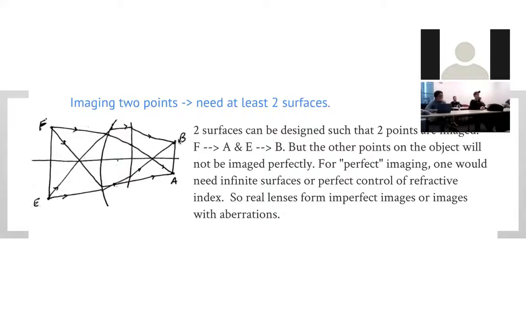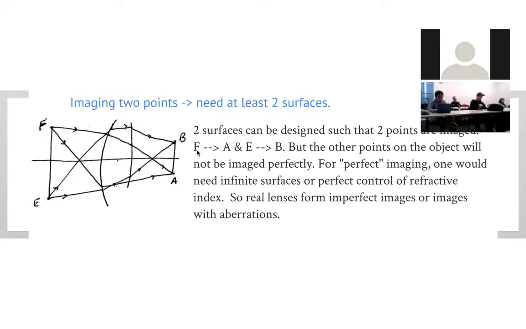Again, this is a very, very important but simple conceptual idea. Two surfaces can be designed such that 2 points are imaged. Of course, each surface here will bend the light a little bit, and this will bend the remaining amount, and it goes for all the rays. So you have to do an optimization problem here for all the rays here and all the rays here such that they end up at these points as desired. You can actually analytically solve these. We won't go into the mathematics, but it's more important for you to appreciate this conceptually.